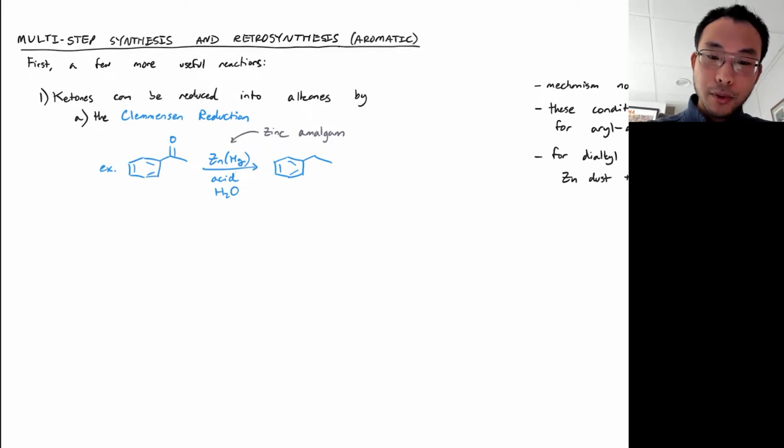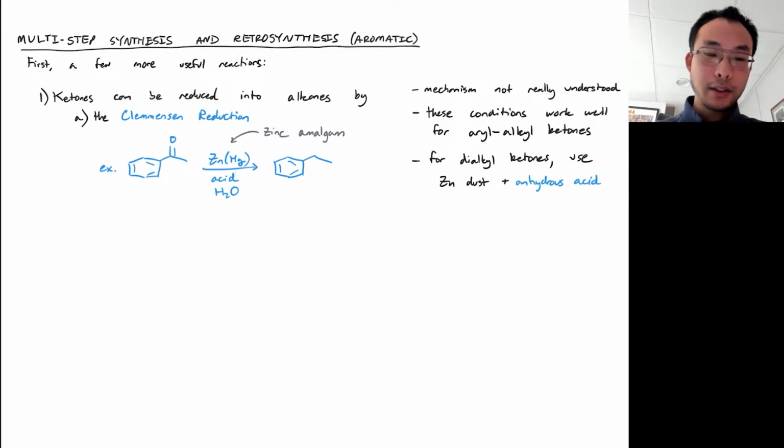The mechanism for this reaction is not really understood, so we're not going to look into it. These reaction conditions will actually work pretty well for aryl alkyl ketones, but not as well for ketones where the two groups are both alkyl groups. In that case, what chemists have found is that by using a mixture of zinc dust and anhydrous acid, or acid without any water in it, then you're able to reduce dialkyl ketones into just alkanes.